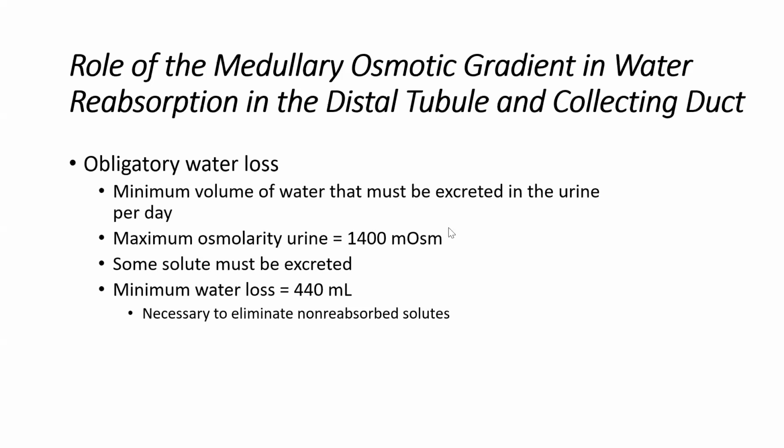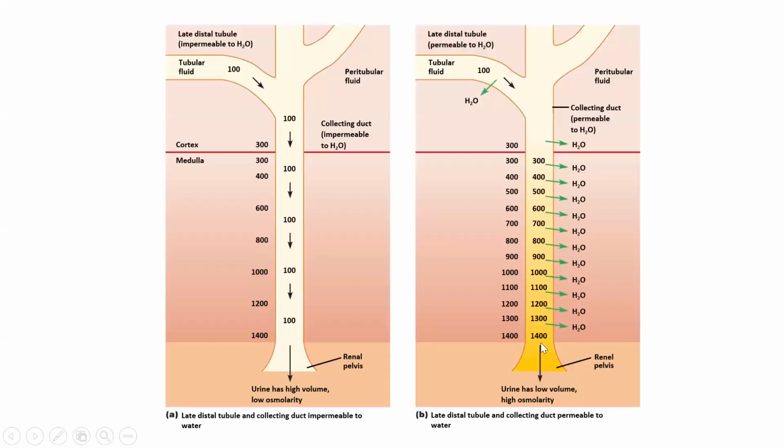That's about 1,400 milliosmoles. And if you go back to this slide, we can see that in the instance where we absorb as much water as we possibly can, the urine will only get to an osmolarity of 1,400 milliosmoles, okay? So the window of the osmolarity of our urine goes from 100 milliosmoles in its most dilute state to 1,400 milliosmoles in its most concentrated state.